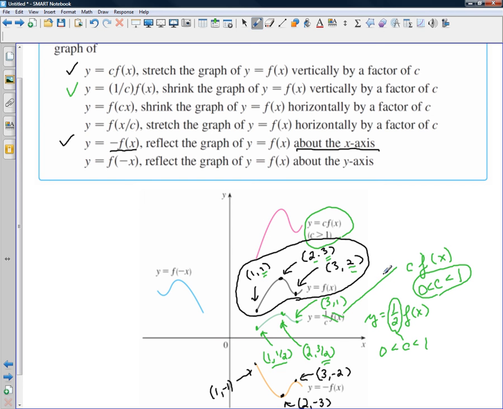And finally, if the negative sign is put in front of the x, and that's what we have in this final case here, where the x's are now negative, you would have a point back here at negative 1, 1. The x's are now opposite. And you'd have a point at negative 2, 3. That corresponds to this point at 2, 3. And you have a point at negative 3, 2 back here.